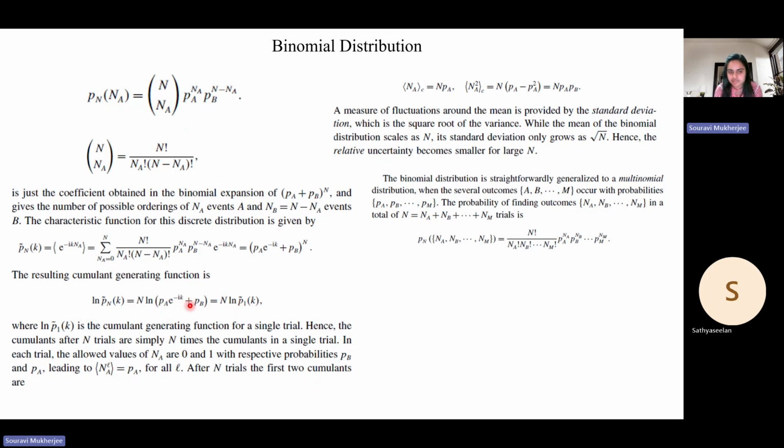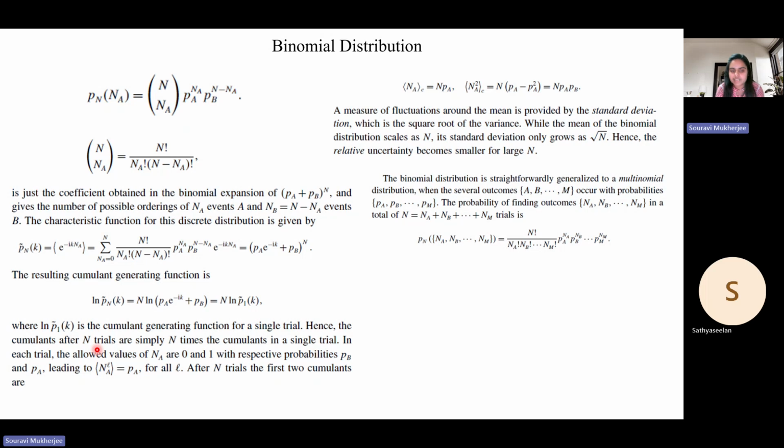Now this term here is nothing but the cumulant generating function for a single trial. So what this is telling you is that whatever you get for a single trial, if you have n such trials, it will be n times that. So n into this. So ln p1(k) is the cumulant generating function for a single trial. Hence, the cumulants for n trials will be n times that.